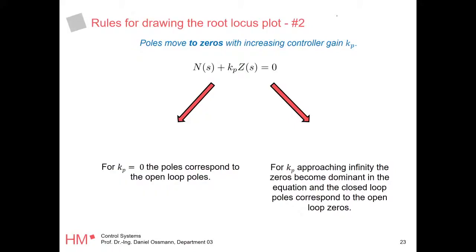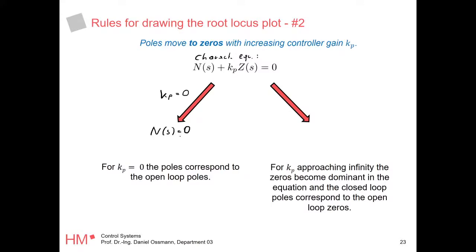That means I have a zero, I have a pole, and this guy kind of moves into this zero when we increase the gain. Why is that? Well, let's see. This is the characteristic equation from two slides before, right? If you look at that, and now let's say we're going to put Kp to 0. Putting Kp to 0, this is straightforward, right?